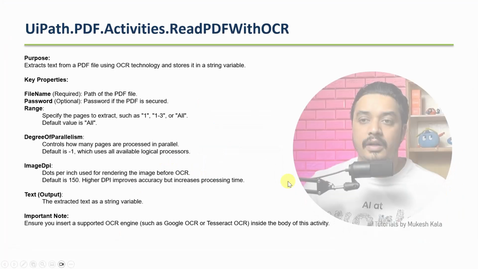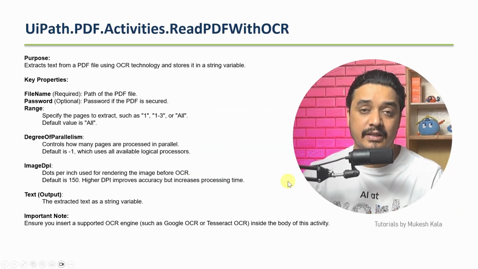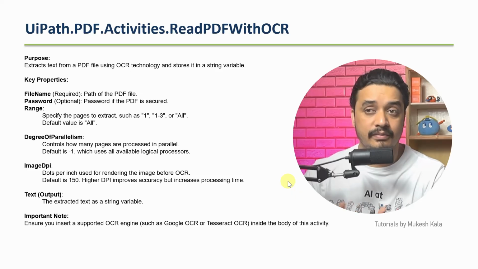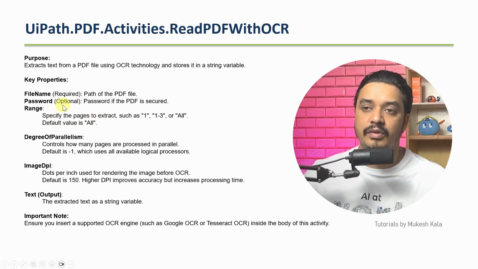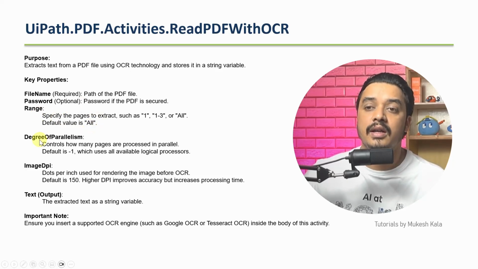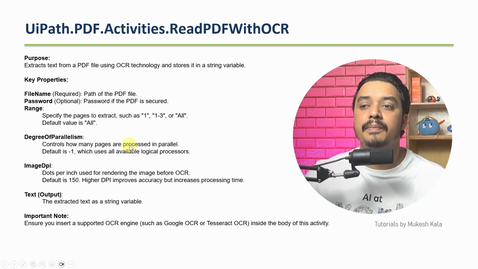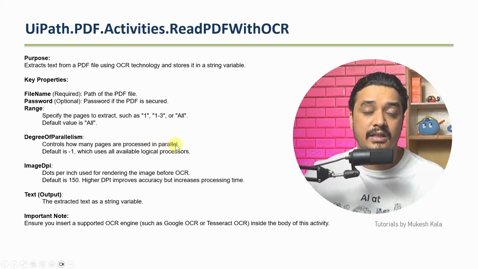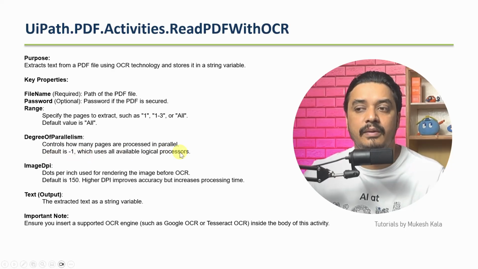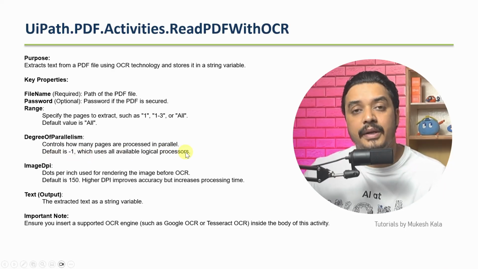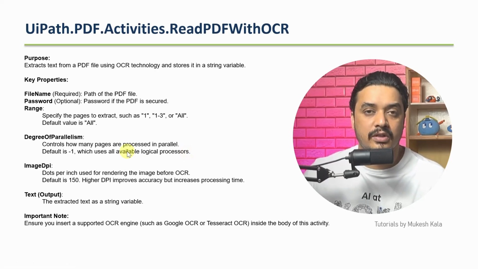Okay. Now there are two things which I'm going to tell you while I'm doing the theoretical part, right? So we have seen that the file name is required, the password is optional, range as we have discussed that we can do this by default value. Degree of parallelism controls how many pages are processed in parallel. Since it is an OCR, you can process the pages in parallel. Default value is -1, which uses all the available logical processors. But let's say your PDF has 10 pages and you want to process, let's say 2 pages, you can just change this value to 2.